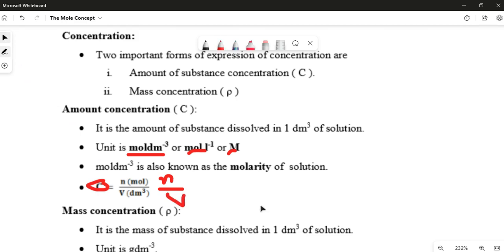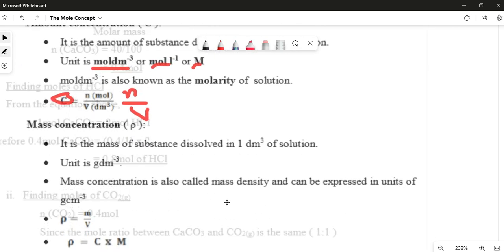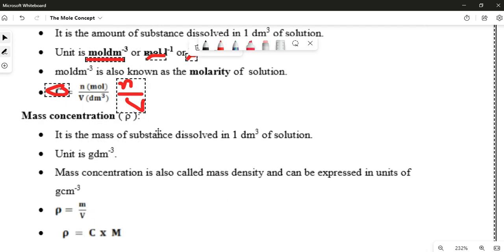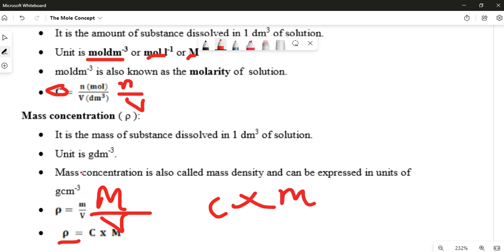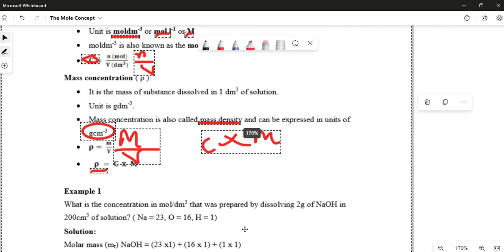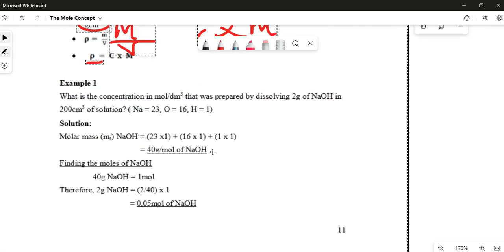Mass concentration is the mass of a substance dissolved in 1 dm³ of a solution. The unit is gram per dm³. So you do your mass over your volume. You can also find density from the concentration times the mass. Mass concentration is also called mass density, and is expressed in the units gram per centimeter cube. Moving on, we have an example here.